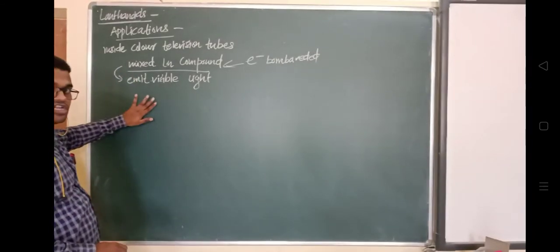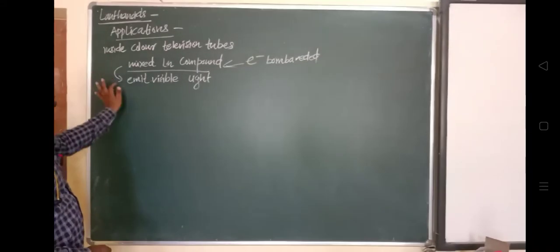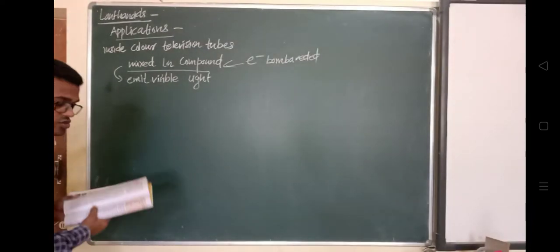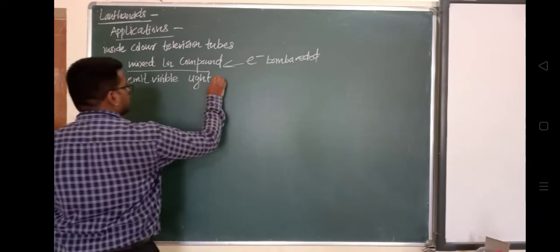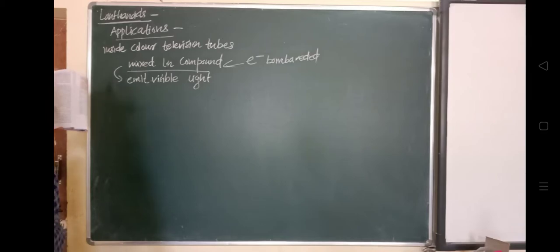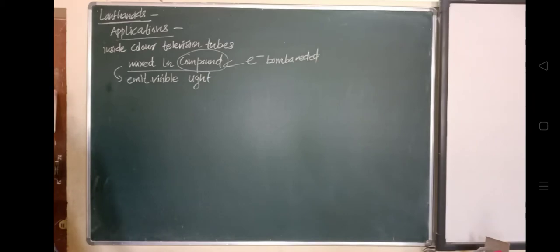This negatively charged electron, when it gets bombarded over these lanthanide compounds, will emit visible light. And you know what is the meaning of visible light? It consists of different colors, over a very small wavelength range, and therefore the inside surface of a television tube or computer monitor is coated with tiny patches of three different lanthanoid compositions. These three different compositions give three colors that make the color image.